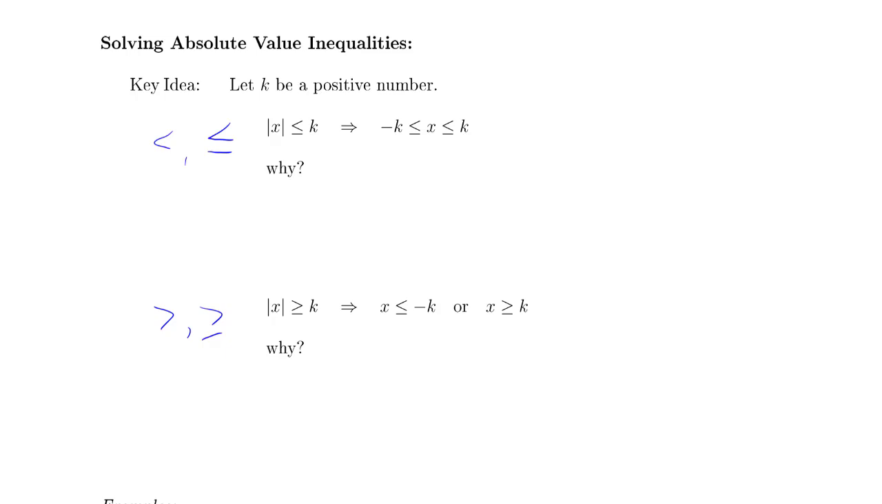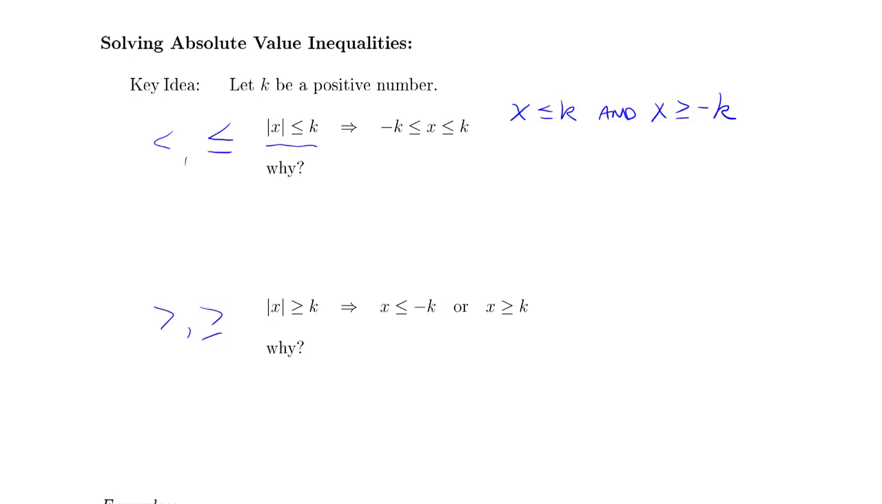So let's see why. I'm saying that if the absolute value of x is less than or equal to k, so if that's our starting point, then we're going to end up saying that x is between negative k and k. Or if you want to think about these separately, that x is less than or equal to k and x is greater than or equal to negative k. All right, so why is this the case?